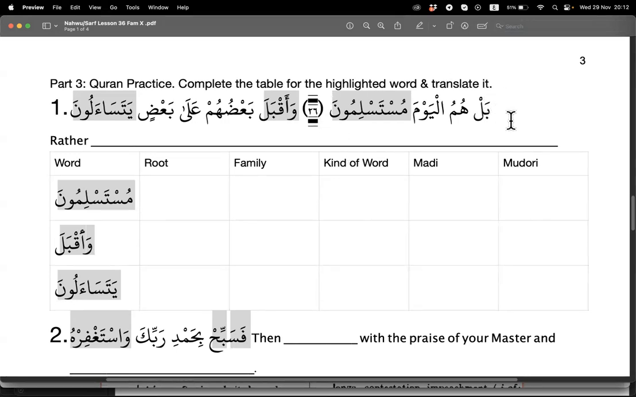Bal rather, al-yawma, that day. Correct. Today. Yes, today. Mustaslimu is selamat? No. Okay. Sin lam mim. So in family 10, sin lam mim, Islam means to submit. Yes. Submit. So this is to surrender today.